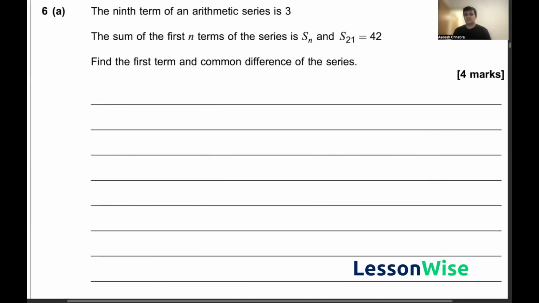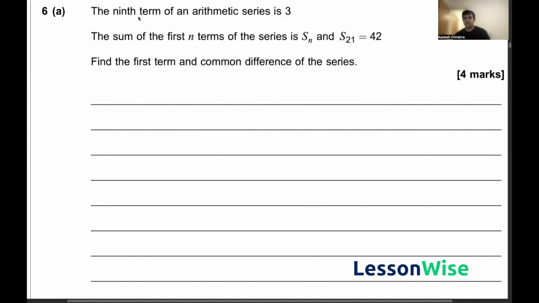So in question six of this paper, we've been told that the ninth term of an arithmetic series is 3, and that the sum of the first 21 terms in the series is equal to 42. And using these two bits of information, we have to find the first term and the common difference of the series. Let's go ahead and jump right into it.